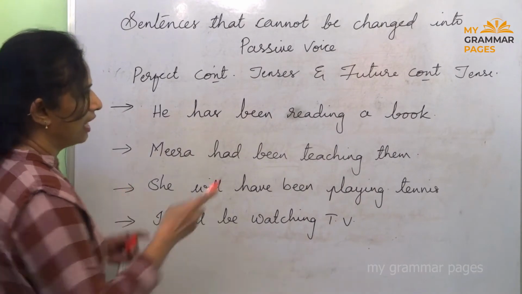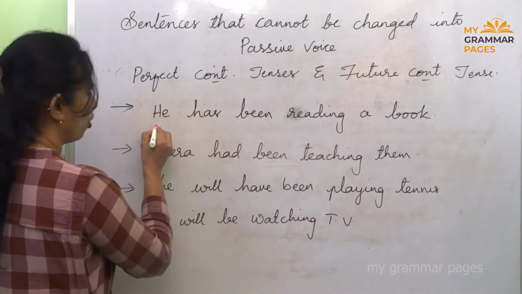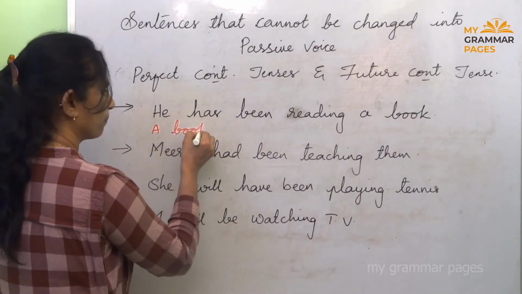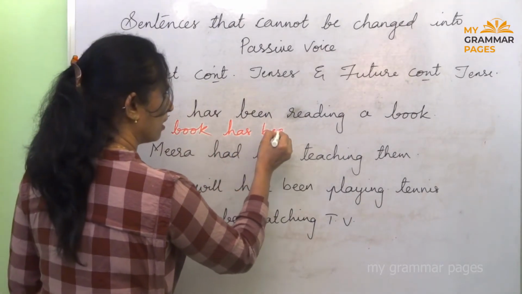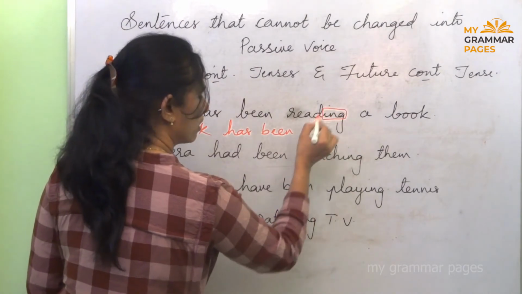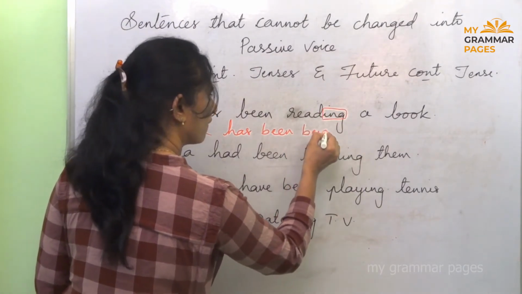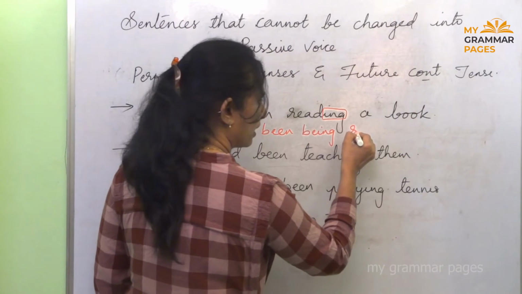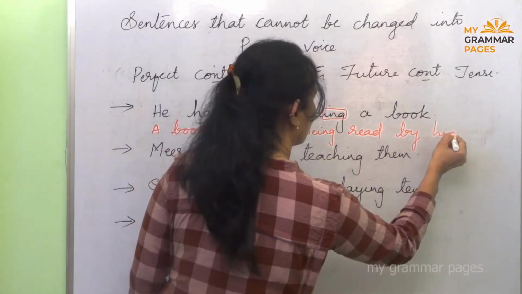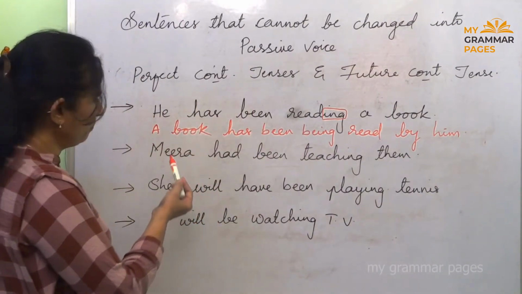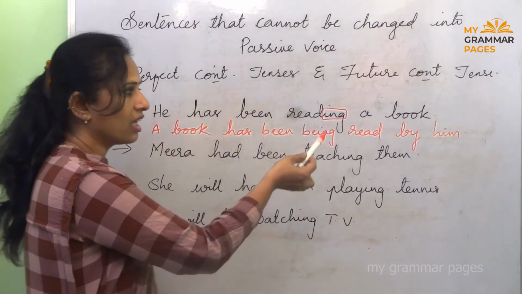Now, as per the rule, bring the object first. A book has been. Whenever there is an ing form, we are supposed to use being. Take the third form of read, it becomes read by him. Look at the structure: A book has been being read by him.